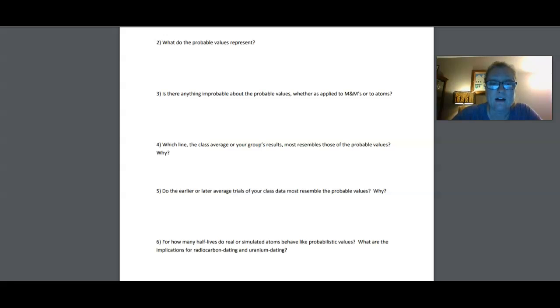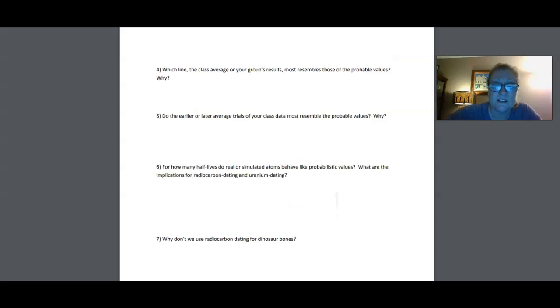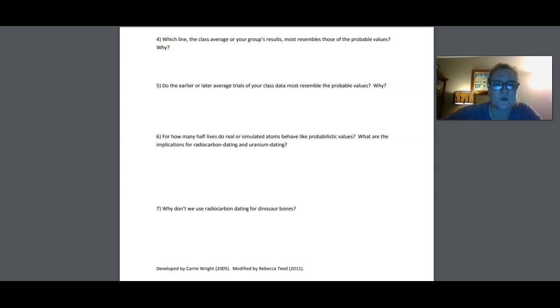Do the earlier or later average trials of your class data most resemble the probable values? Probably the later data, because they're smaller and it's more difficult to get a difference between those because the difference is so small. So I'm just going to go ahead and give you the answer to that one. It's because the differences are so small down to the last runs. For how many half-lives do real or simulated atoms behave like probabilistic values? What are the implications for radiocarbon dating and uranium dating?